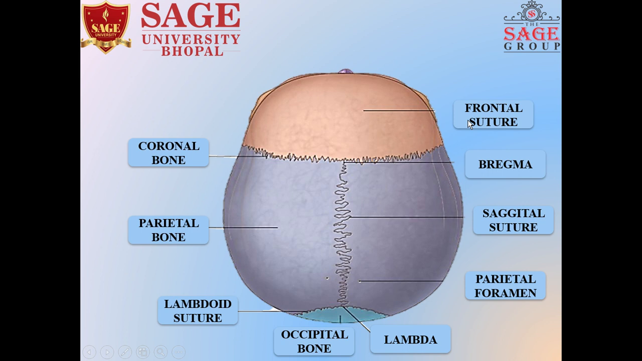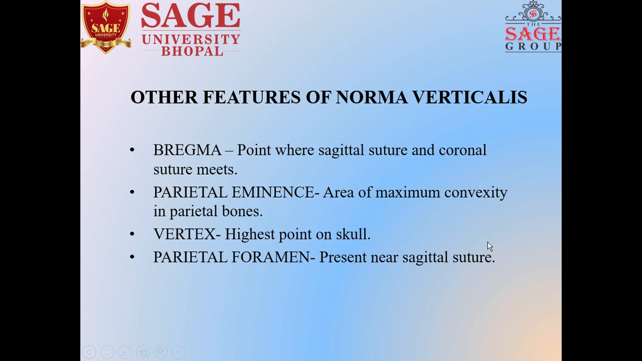This is the view of norma verticalis. Here we can see the frontal suture, frontal bone, two parietal bones, occipital bone, lambdoid suture, and coronal suture. Other features that we see in norma verticalis are as follows. The first is bregma, the point where the sagittal suture and coronal suture meet. The next is the parietal eminence, the area of maximum convexity in the parietal bones. Next is the vertex, the highest point on the skull, and the last is the parietal foramen, which is present near the sagittal suture.